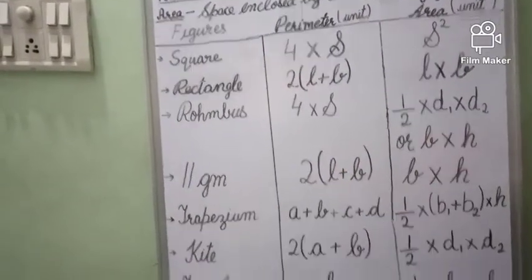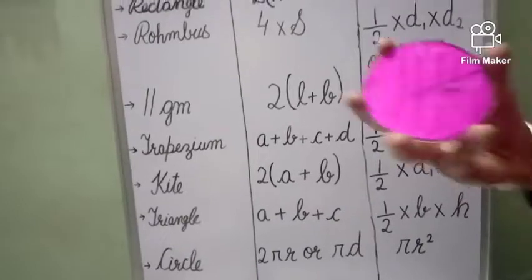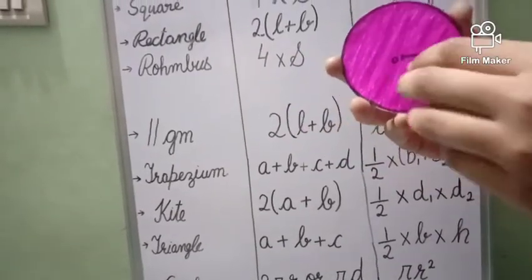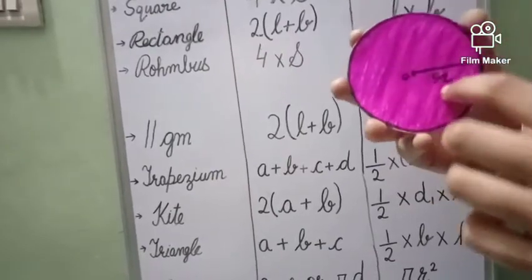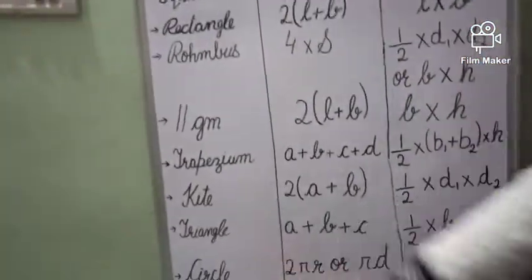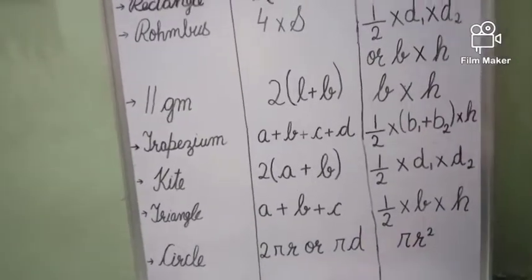And the formula to find the area is pi r square. So 22 upon 7 into the square of r. So when we write 22 upon 7 and the square of r, we would be able to find the area of the circle.